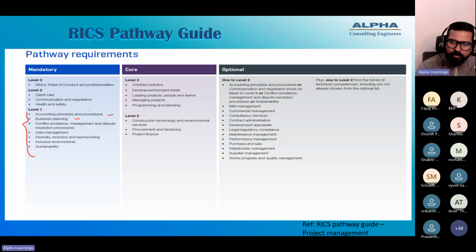Similarly, in core, this is a project management pathway guide. Basically, you can see there are a few level 2 competencies and level 3 competencies. So in level 2, similarly, you have to write level 1 and level 2. Like in procurement and tendering, you have to write only level 1 and level 2.